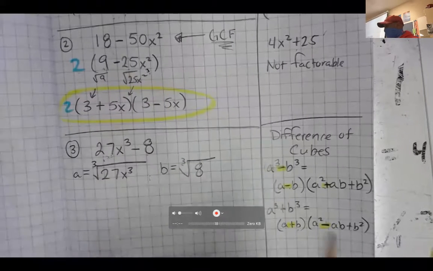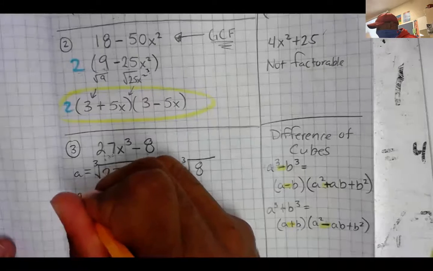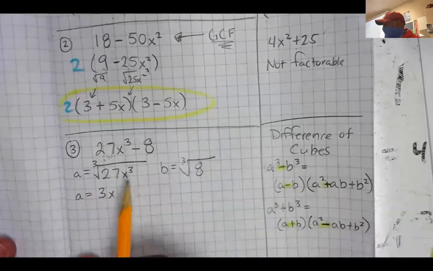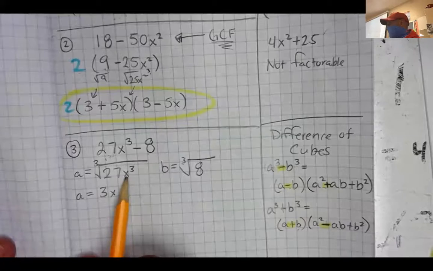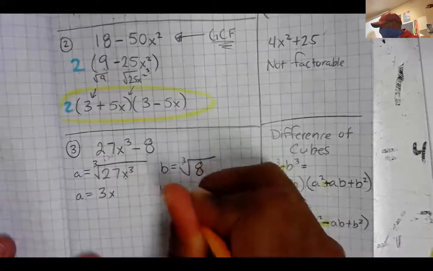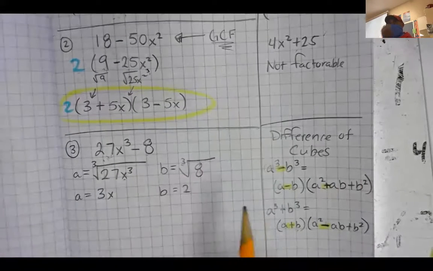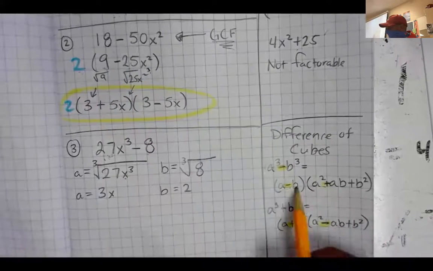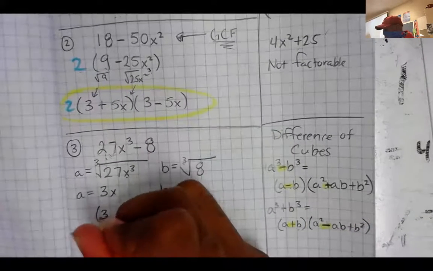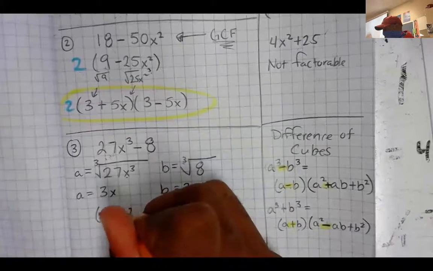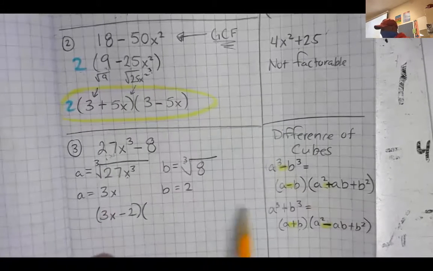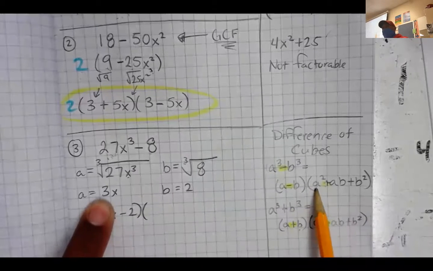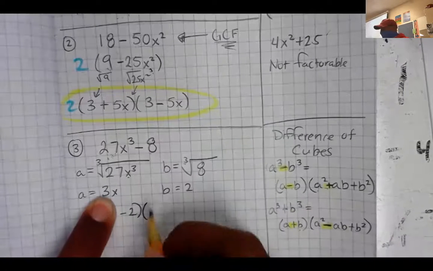All right. So the cube root of 27x cubed is 3x, because I also have to cube root the x cubed part of it. And then the B would be 2. And now all I do is basically just plug those in. So now A minus B, so that means 3x minus 2. And then the next part, it says A squared. So what you're doing is you're taking that A and you're actually going to square it.